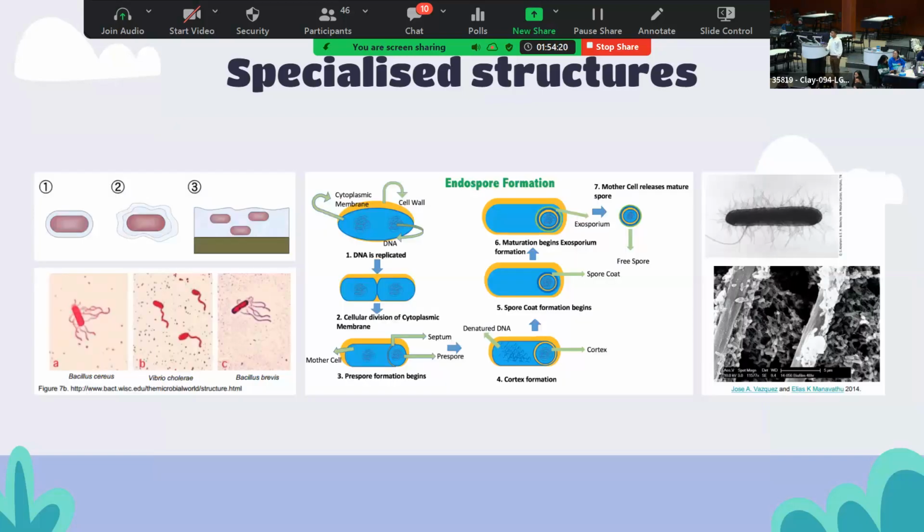All right, so these are just images of what we've gone over. You can see the top left image. Laser pointer doesn't work, unfortunately. 1 is the capsule, 2 is the slime layer, 3 is a biofilm. You can see the flagella underneath that, endospore formation in the middle. And on the right, you got the pili, adhesion proteins, and you can see them attaching to the surfaces on that electron microscopy slide.